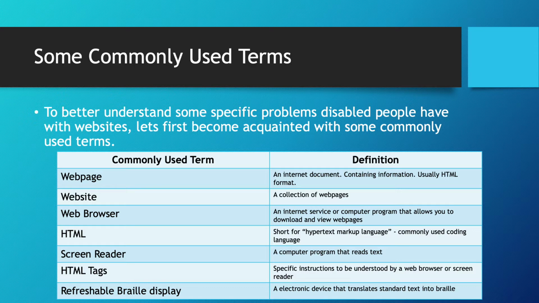HTML, also known as Hypertext Markup Language, is the most commonly used coding language on the internet. A screen reader is a computer program that converts text to speech. HTML tags are specific instructions to be understood by a web browser or screen reader in order to convert. A refreshable Braille display is an electronic device that translates standard text into Braille.